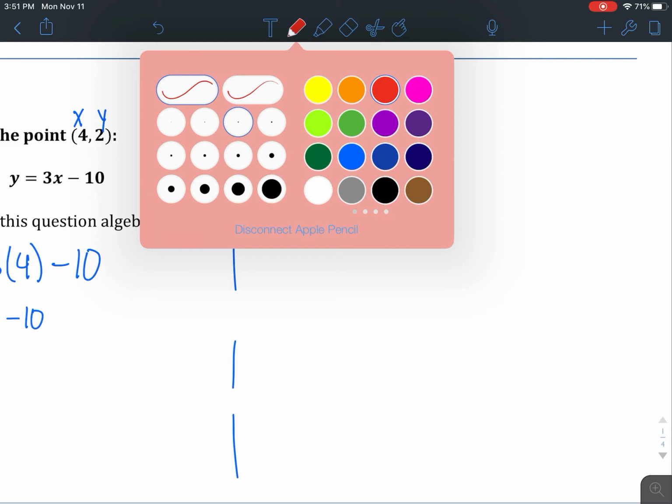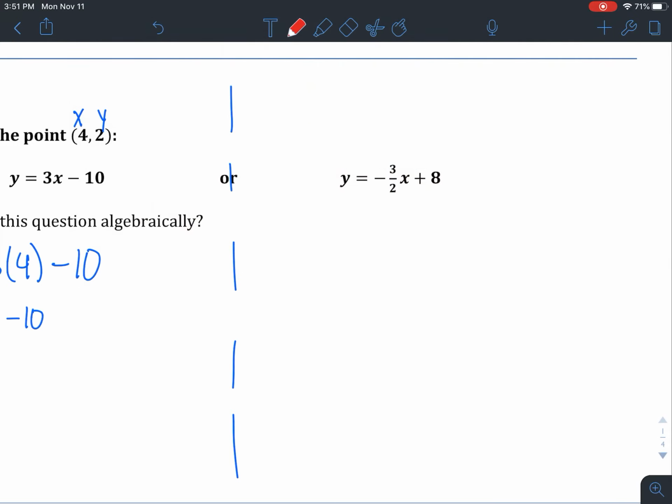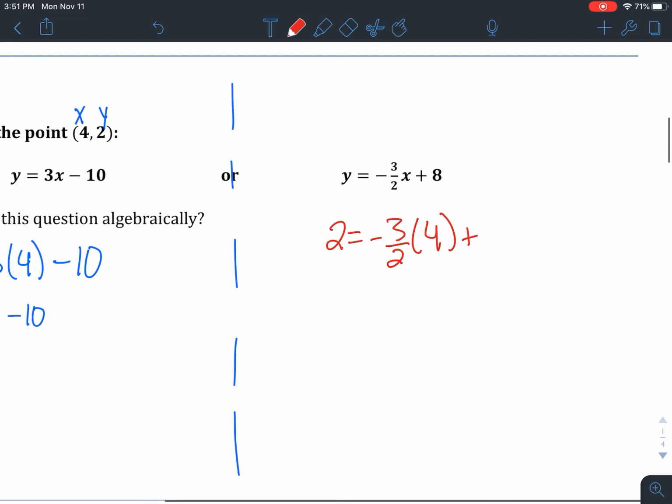I'll do the same thing over here. I'll switch to red again. For my second equation, y equals negative 3 over 2x plus 8. A little bit uglier, but still the same process. I'm still going to plug in 2 for my y value, negative 3 halves times 4 for my x, and then plus 8.